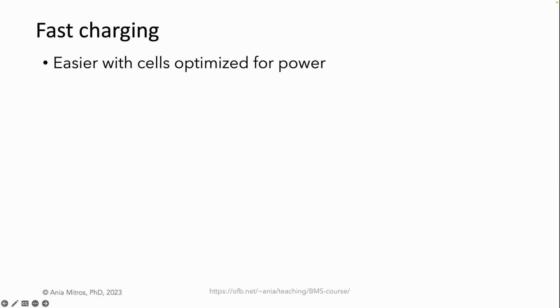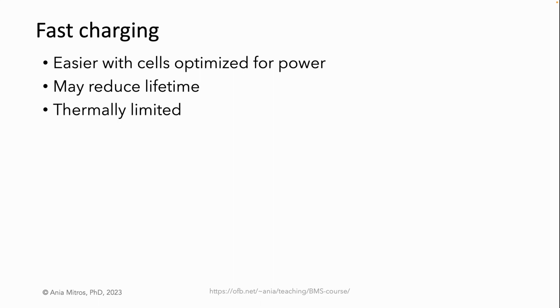Let's talk about fast charging. First, it's easier with cells optimized for high power density. Second, high currents can reduce lifetime, and whether that's a worthwhile trade-off depends on the application. Third, charging can be thermally limited. No chemical process is perfectly efficient, so charging generates heat. When the battery is already warm, the battery cooling system may be the limiting factor on charge rate.